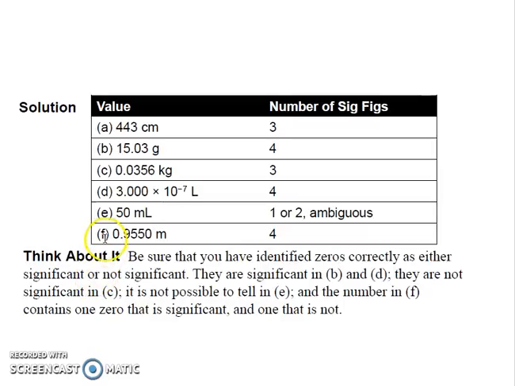Part F. This will be 4 significant figures. The 0 after the 5 is after a decimal place and after a non-zero digit. That is significant. The 0 in the front is a leading 0 that's not significant.